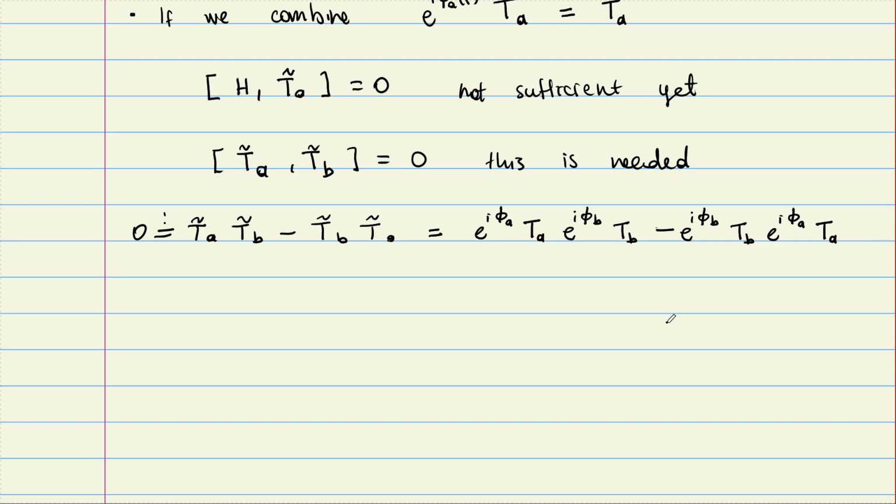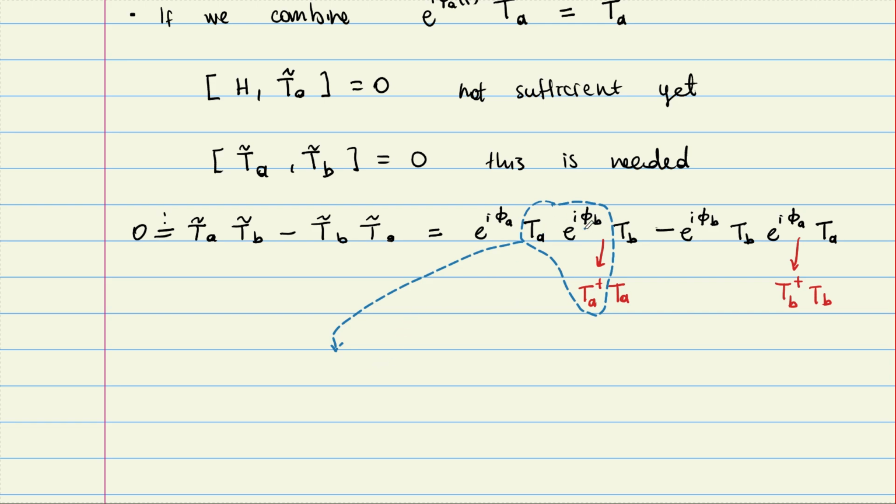Now I want to insert here T_A dagger T_A, and I want to insert here T_B dagger T_B, and I want to identify this vector. So what is this thing? Let me just write it separately here.